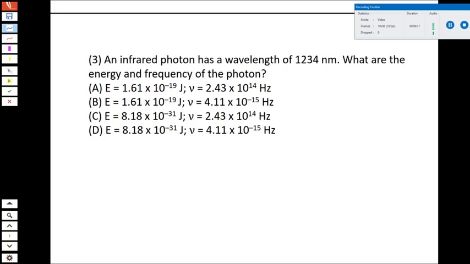So in this question, we have an infrared photon with a wavelength of 1234 nanometers. We want to know the energy and frequency. In most problems, you'll just get one of these two, not both, but here I'll do it this way to illustrate both of them in case you come across them.